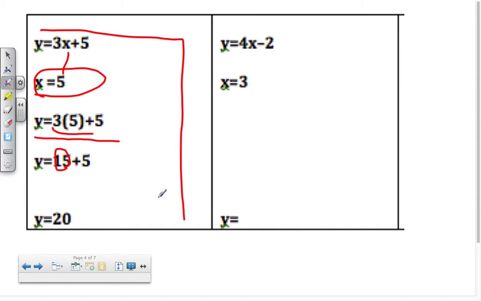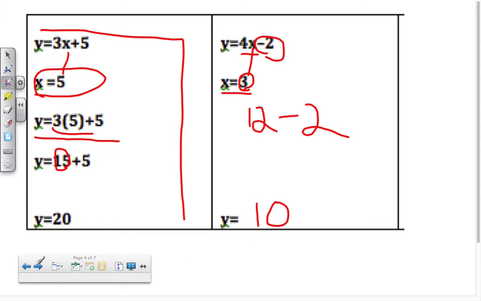That was the timer. I'll try to hurry it up a little bit. Look over here. Y equals 4x minus 2. Plug in the 3 for the x because it says x equals 3. 4 times 3, because when two things are right next to each other, you have to multiply. 4 times 3 is 12. Don't forget that minus 2 part. That's standing right there. 12 minus 2 is 10. So y must equal 10.